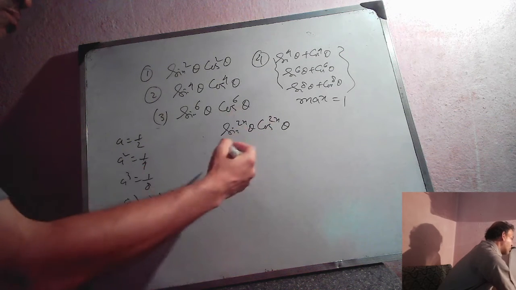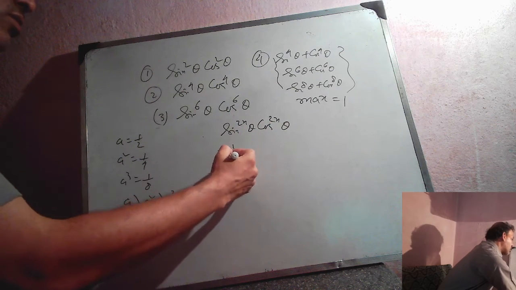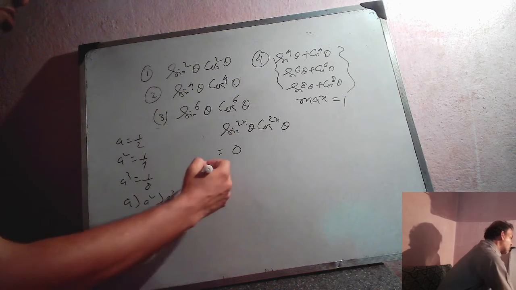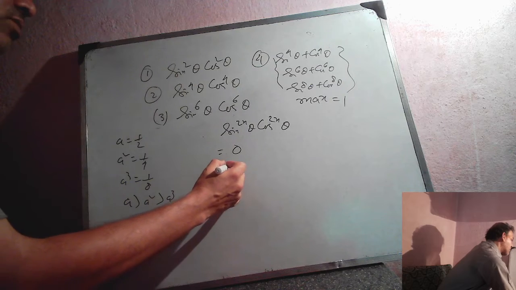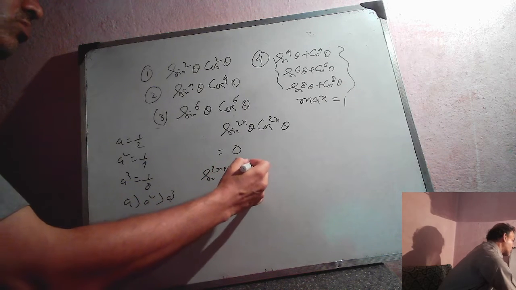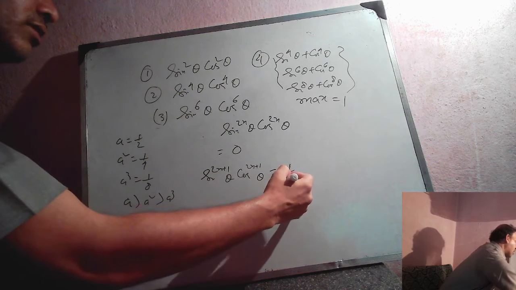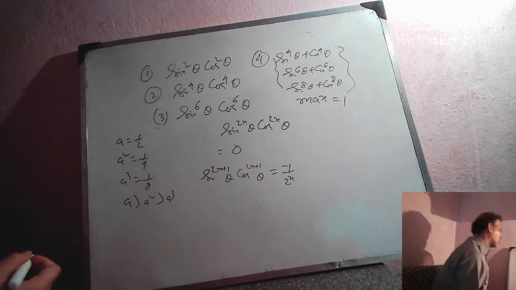Minimum value of these will be 0, and for sin to the power 2n plus 1 theta cos to the power 2n plus 1 theta, the minimum value will be 1 by 2 to the power n minus 1. Why?